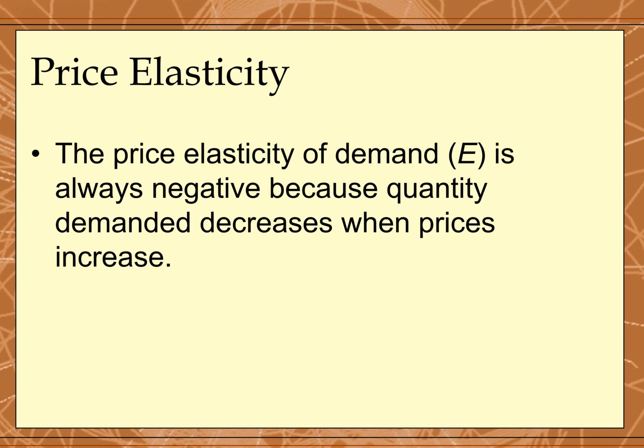This formula is going to give us a result, and we call that result E, the elasticity. The value of E is always going to be negative, because of the inverse relationship between price and quantity demanded. When price goes up, quantity demanded goes down. When price goes down, quantity demanded goes up. This inverse relationship always gives you a negative value. So we're going to take the absolute value of E, which means we simply drop the negative sign, that's all.